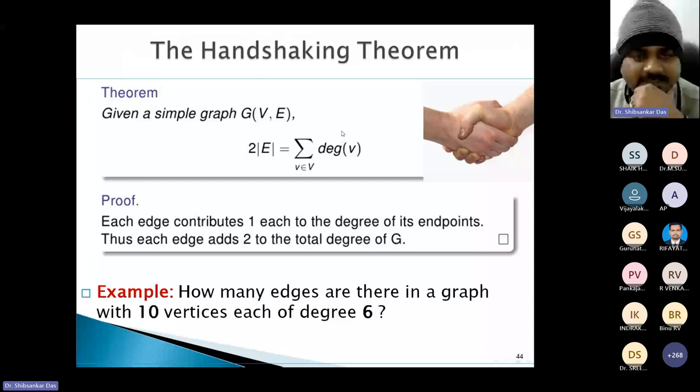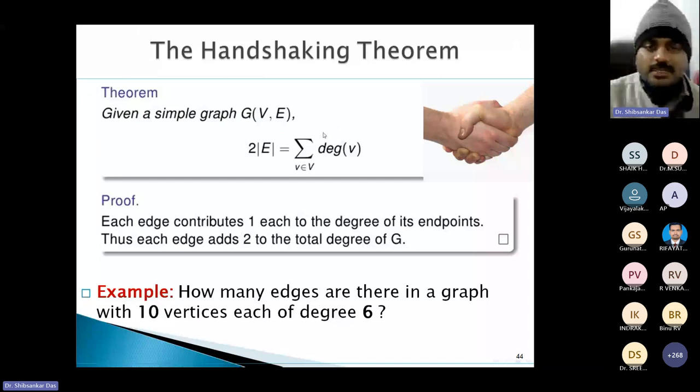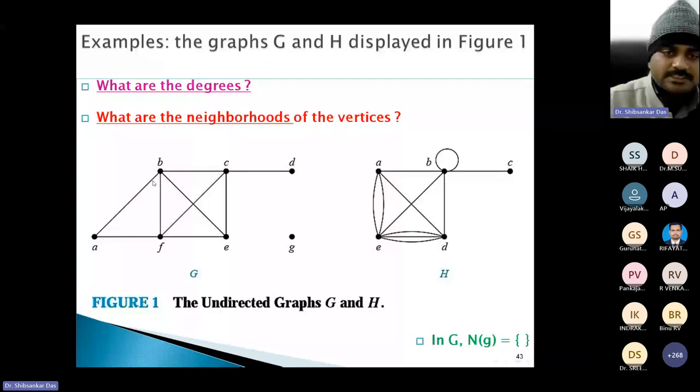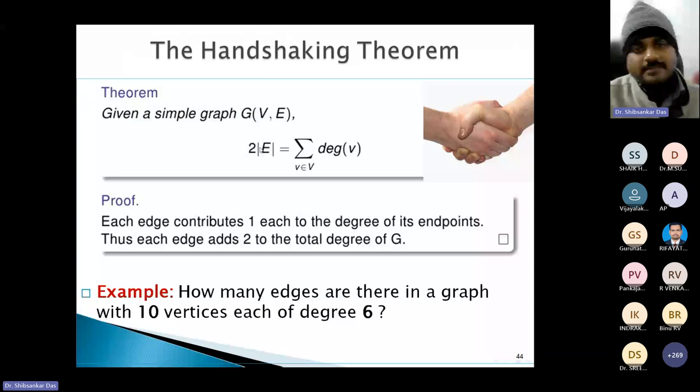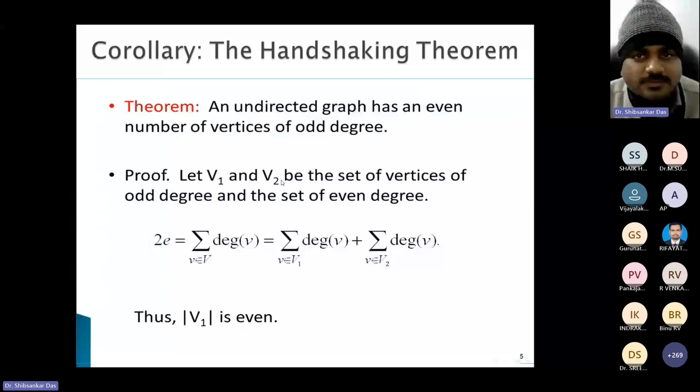This is the Handshaking lemma. The Handshaking lemma says that the total sum of the degrees is nothing but twice the number of edges. The proof idea is very easy. Look at this graph. This edge is associated with this vertex and this vertex. This edge contributes 1 to the degree of this vertex and 1 to the degree of that vertex. If you sum them up, the total degree is twice the number of edges. It also says that the total degree should be an even number. So the number of odd degree vertices is even in a graph. Those who are interested may please go through it.